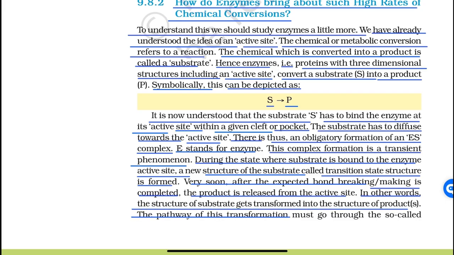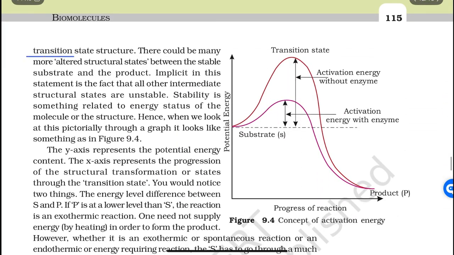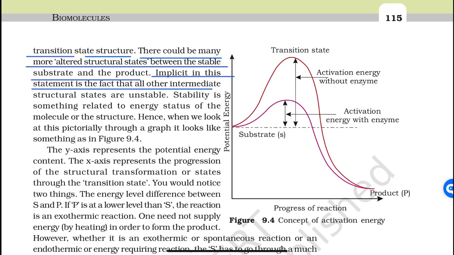The pathway of this transformation must go through the so-called transition state structure. There could be many more altered structural states between the stable substrate and the product. Implicit in this statement is the fact that all other intermediate structural states are unstable. Stability is something related to the energy status of the molecule or the structure. Hence, when we look at this pictorially through a graph, it looks like something as in figure 9.4.